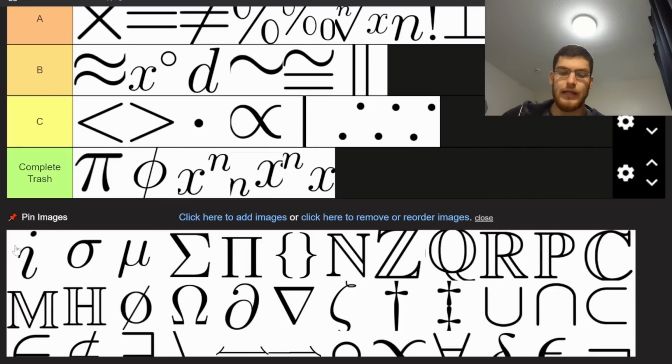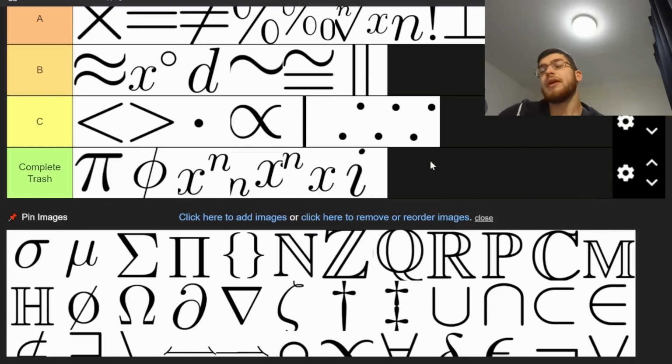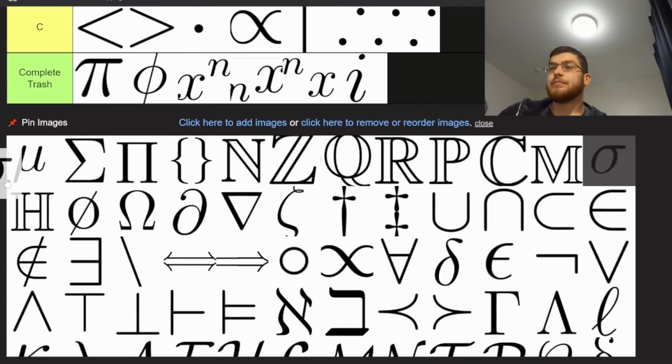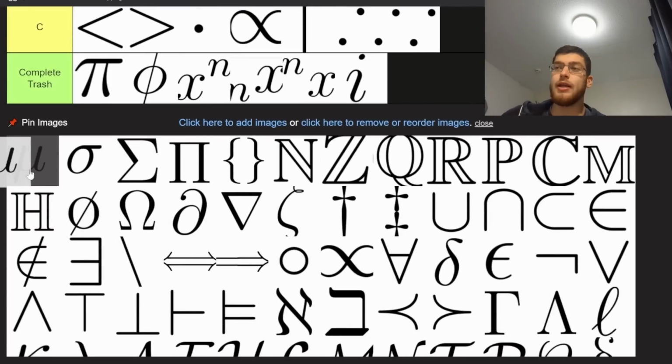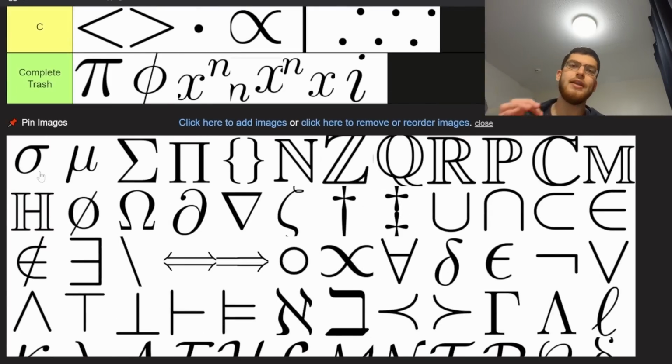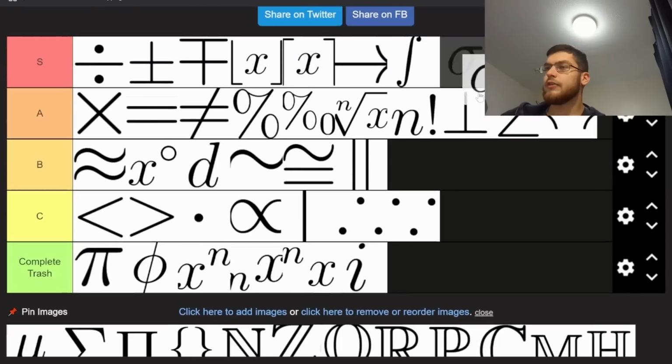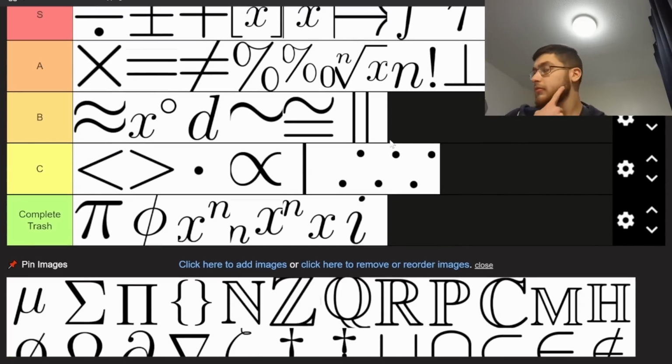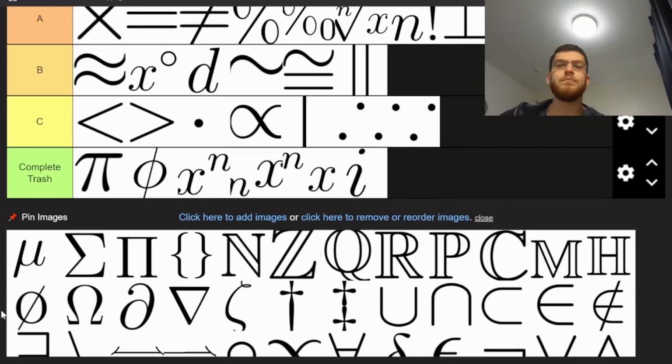I for imaginary value. Yeah, makes sense. The word imaginary starts with the letter I. It's got to be. Sigma for standard deviation. I don't know if I've already mentioned this, but standard deviation starts with the letter S. So sigma is a Greek S. So yeah, perfect use of Greek symbols there. It's got to go in S tier because it's sigma. You know what I'm saying? Anyway, mu.